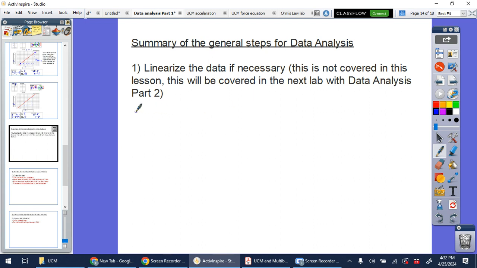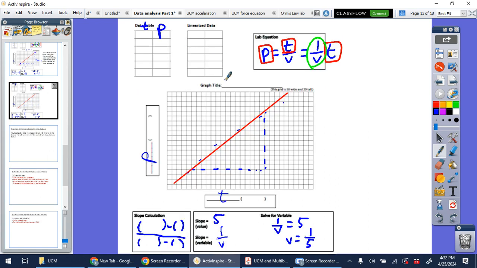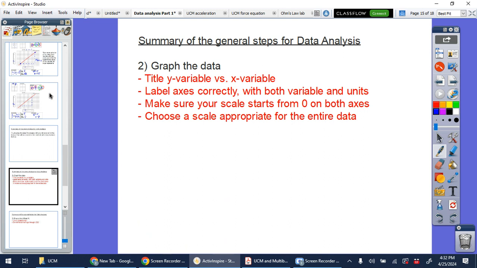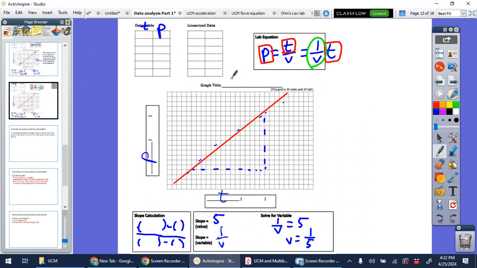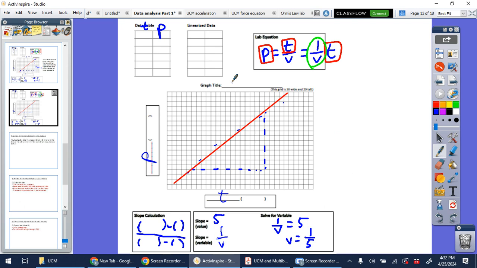All right, but next you have to graph the data. Some details about graphing the data they didn't talk about, so I'm going to talk about it in a little bit more detail right now. The title of that graph is always going to be the y variable versus the x variable. I don't literally mean the words y variable, x variable. Notice right here, it's what the y variable and x variable were in the equation, or with your data. For example, right here, I'll still do P versus T. So it's always y variable versus x variable.